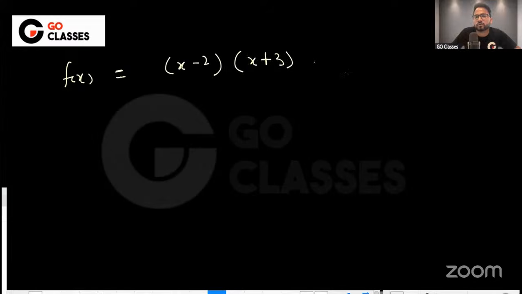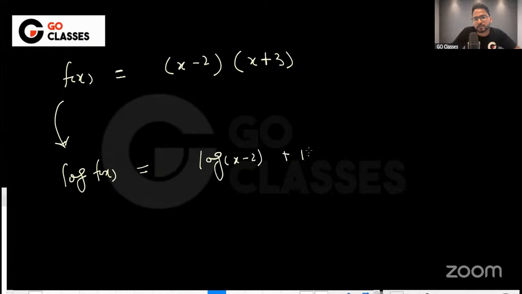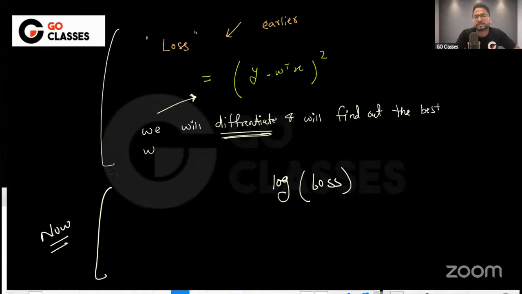For example, if I want to find the optimal value of x here, then first I need to multiply and then do the rest. But instead of that, we can first take the log. Then this is log of x minus 2 plus log of x plus 3. Now you can differentiate. Even in machine learning, after taking log, differentiation becomes easy. So log is the standard practice in machine learning questions.